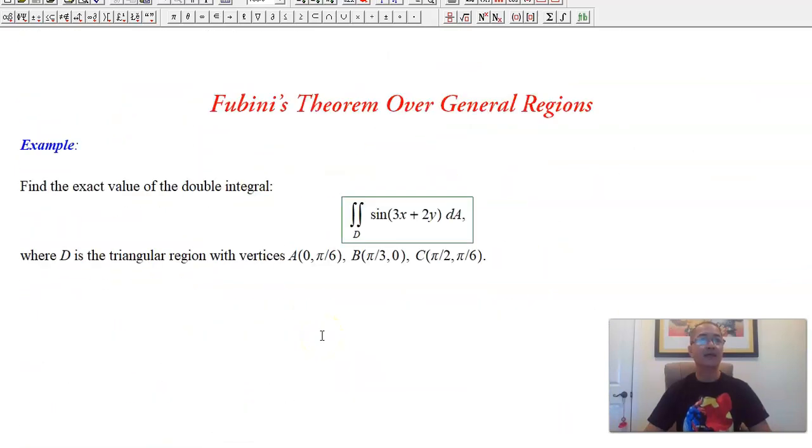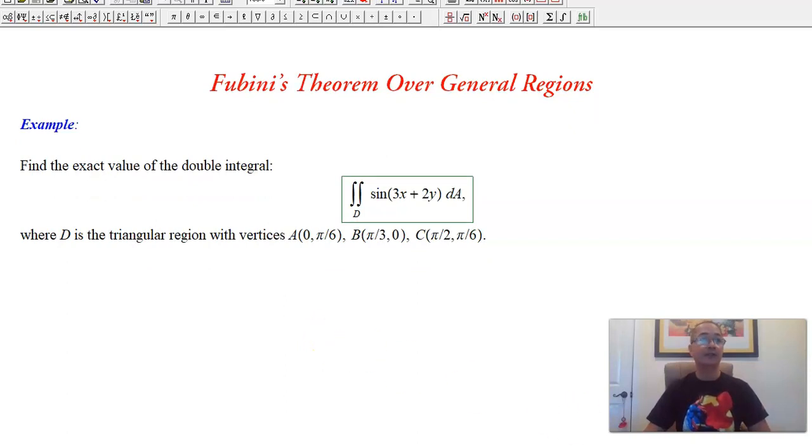And here is our example for Fubini's theorem over a general region. Find the exact value of the double integral, same function, over D, where D is the triangular region with vertices 0, pi over 6, let's call that point A, pi over 3, 0, call that point B, and pi over 2, pi over 6, let's call that point C.